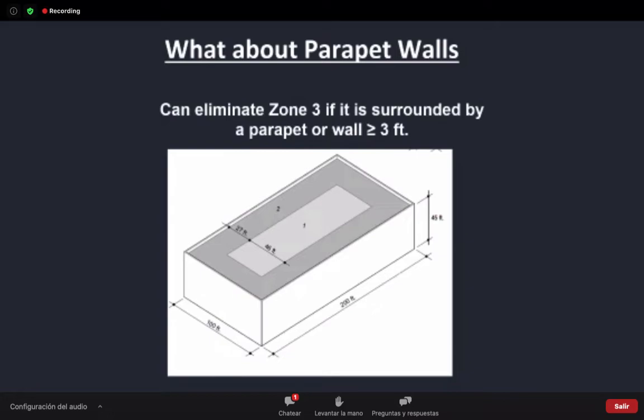So to throw a curveball at you, let's say we've got a building here and we've got parapet wall around 3 sides of this. Stephen, do you have that other one, or are you going to draw it on here?